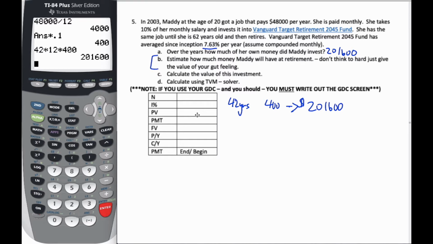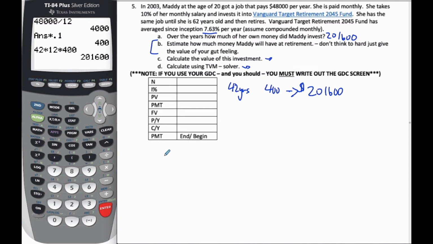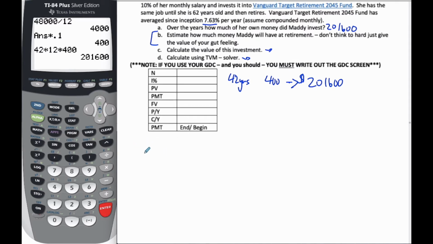So now we're going to calculate the value of the investment. We're going to do it two ways. One, by pure algebra, and the second way, we're going to use our TVM solver. If we're going to do it by algebra, I want to think about what's happening. This is quite involved. I take 400 in that first month, put that in at the beginning of the month, and then it collects interest, and the interest is going to be 1 plus 0.0763 divided by 12.